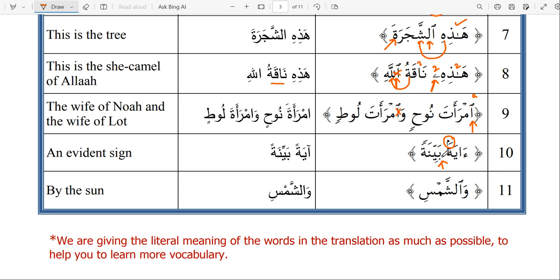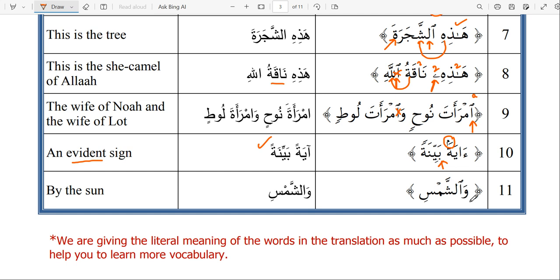So you will merge your sound. Ayatam, ayatam, like you need to make a ghunna of meme. Ayatam bayyina. So that's how you read. And ayatan, if I'm reading normal standard Arabic, then I can read ayatan bayyinatan. Bayyina means evident sign. So these new vocabularies are used in the exercises. You can just try to collect all these new vocabularies.